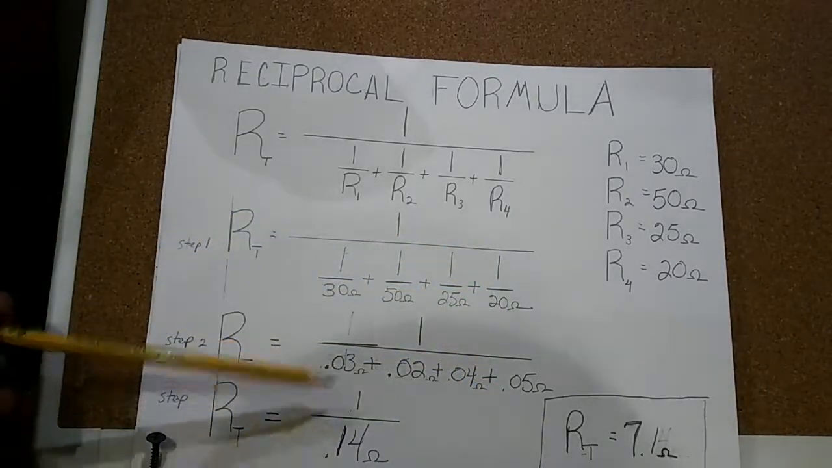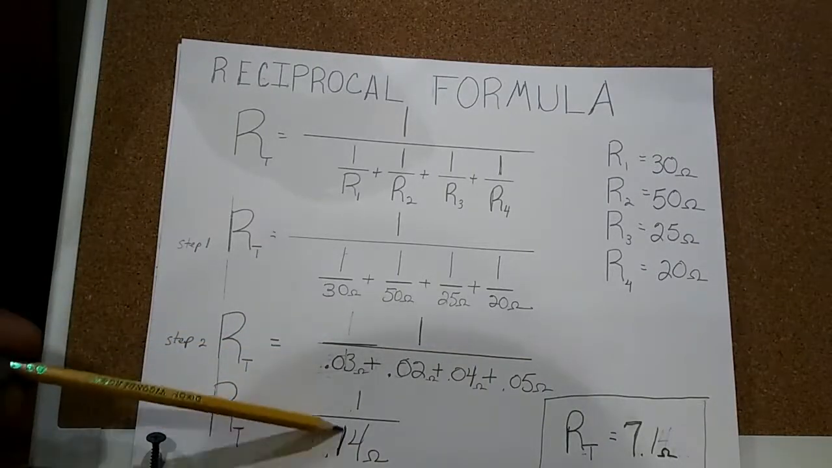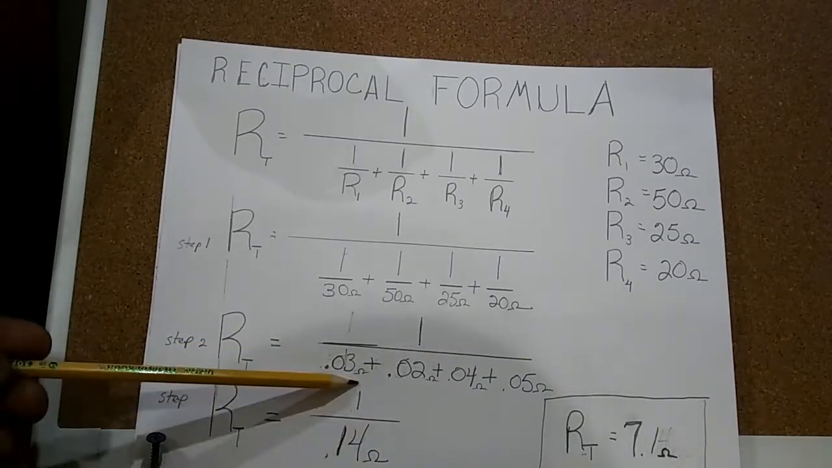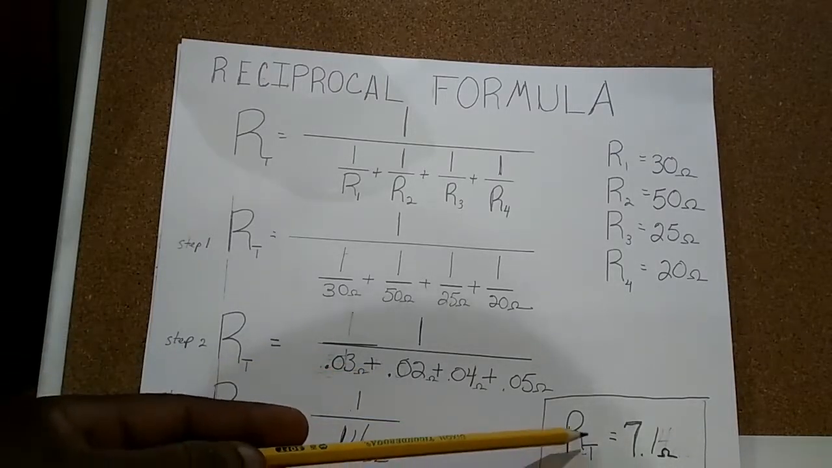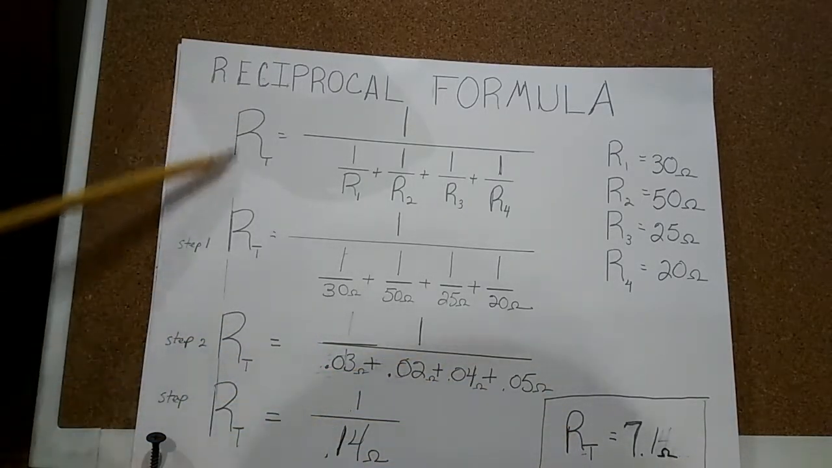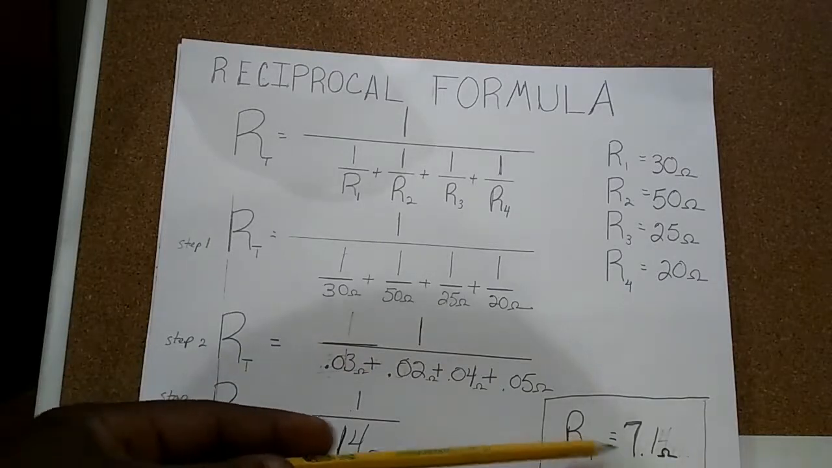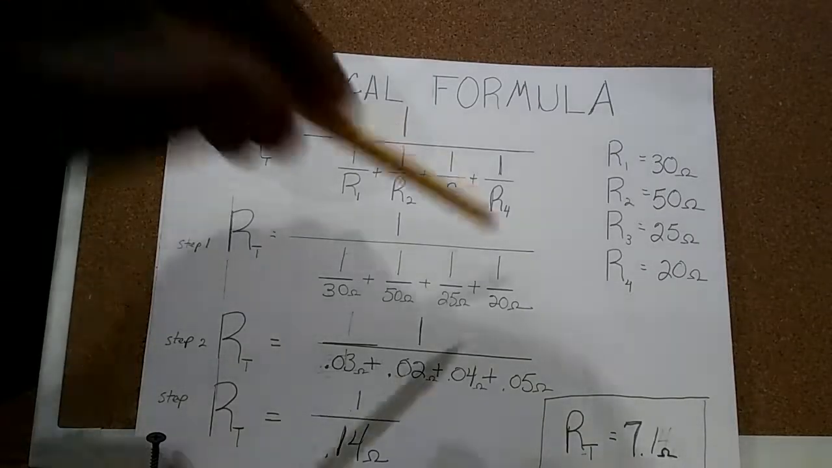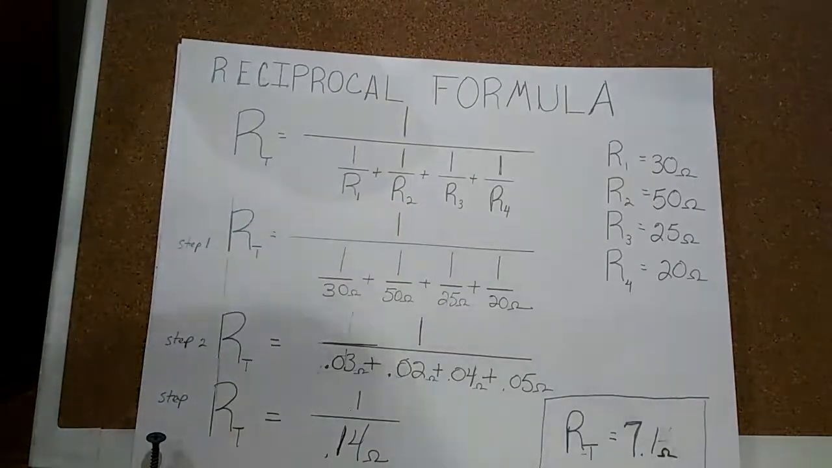Okay, then I added it all up and I got 0.14 ohms. So I take that 0.14 ohms and divide it into 1 and it gives me my total resistance, which would be 7.1. Notice the total resistance is smaller than the smallest resistor, which would be 20 ohms.